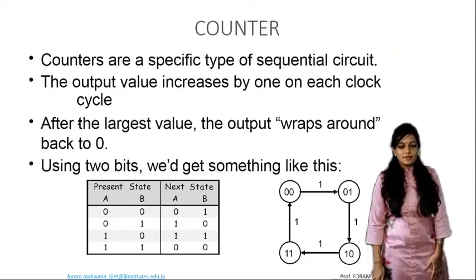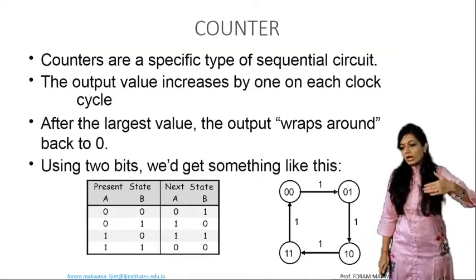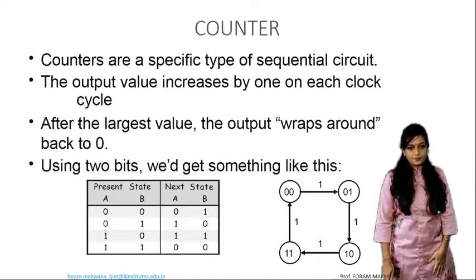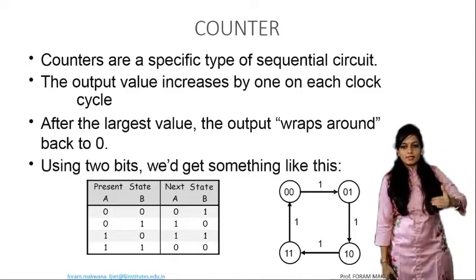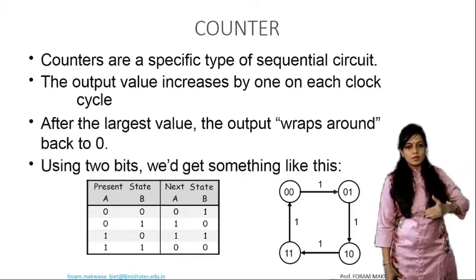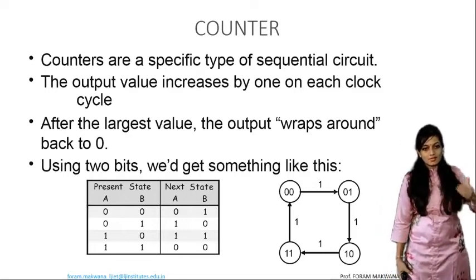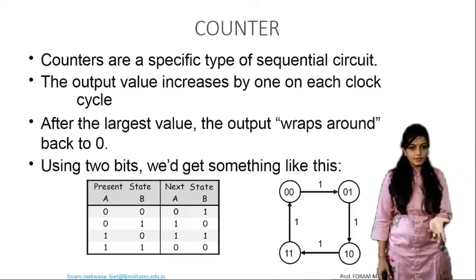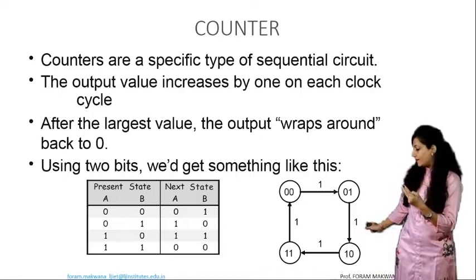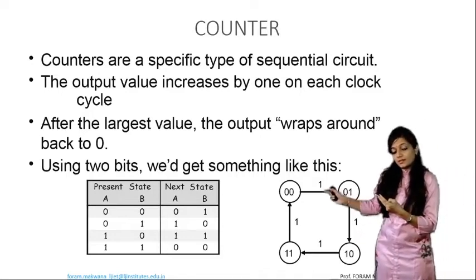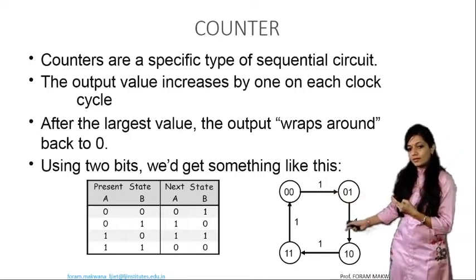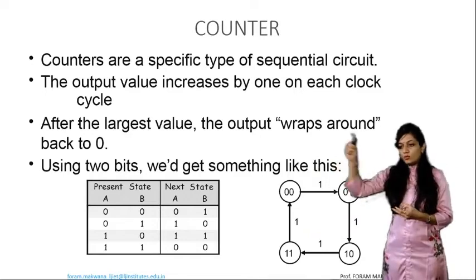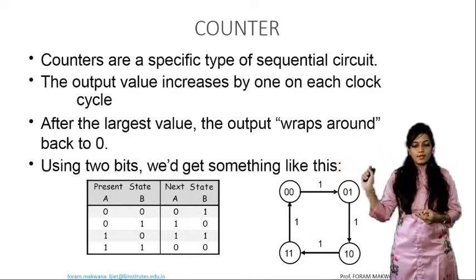Counters are a specific type of sequential circuit in which the output value is going to be increased one by one for each clock cycle. It can increase or decrease. Increase means up counter, decrease means down counter. After the largest value, it will wrap around back to 0. Using 2 bits, we are able to get the counter like this: first 0, 1, 2 and 3. After 3, the counter is going to be reset. So it will be in a continuous state: 0, 1, 2, 3, 0, 1, 2, 3, like this.